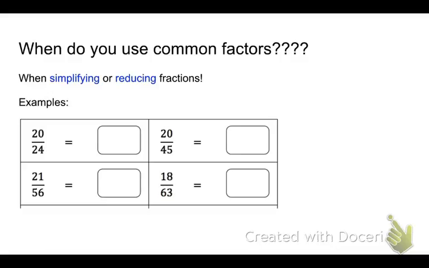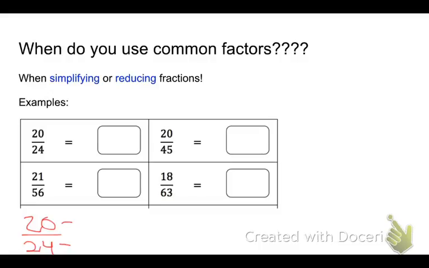When do you use common factors? You use them when you are simplifying or reducing fractions. We have 4 examples to look at. The first fraction is 20 over 24. Now you could come out to the side and list all your factors of 20 and all your factors of 24, but that could take a while. So a faster way of doing it is to think of any factor that they have in common.